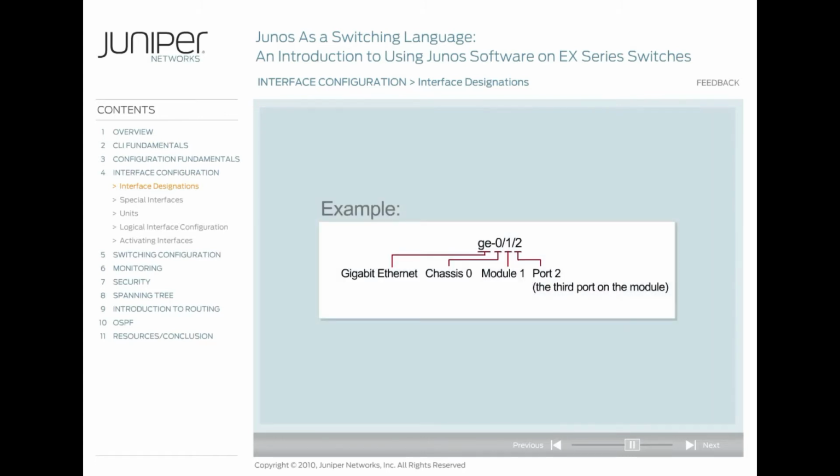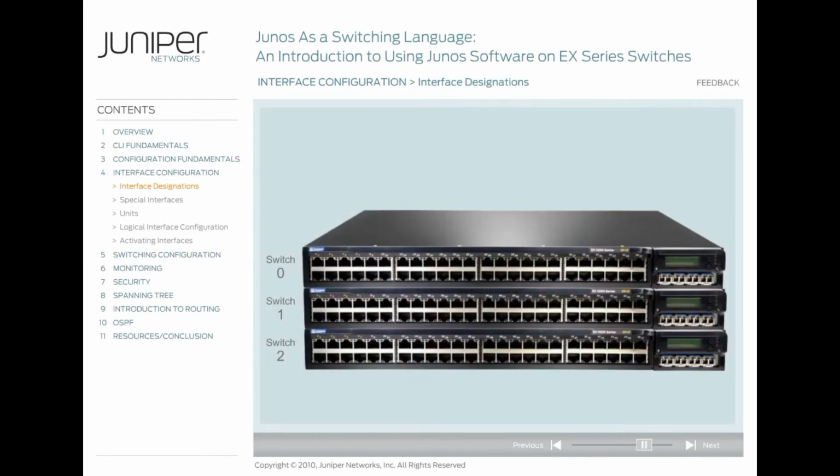For example, on a virtual chassis-capable switch, GE-0/1/2 identifies a Gigabit Ethernet port that is located on the first chassis, or chassis 0, on the module in slot 1 of the chassis, and is the third Gigabit Ethernet port on that module.